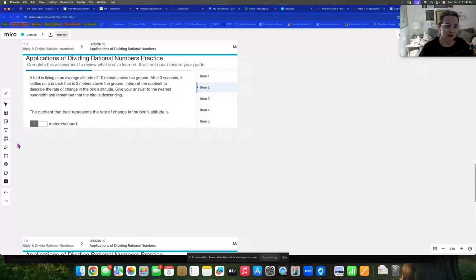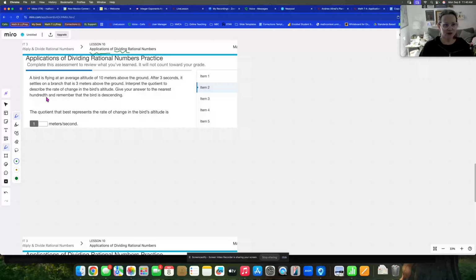This section is all going to be word problems, but spoiler, they are all division word problems. So lesson 10 is called Applications of Dividing. That means dividing in the real world.